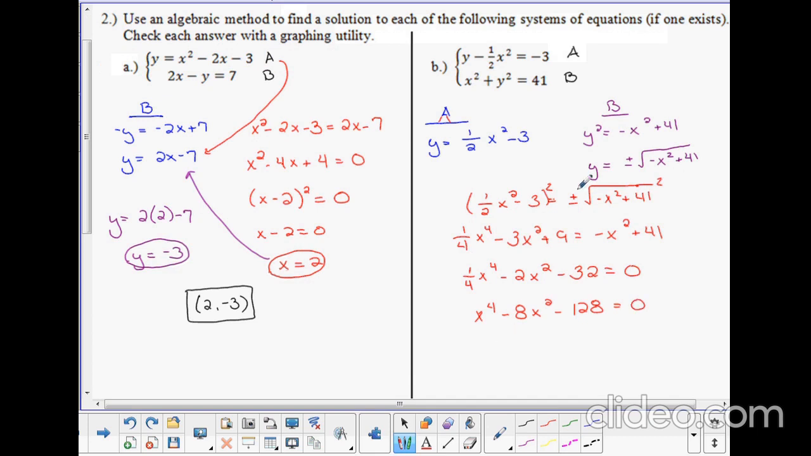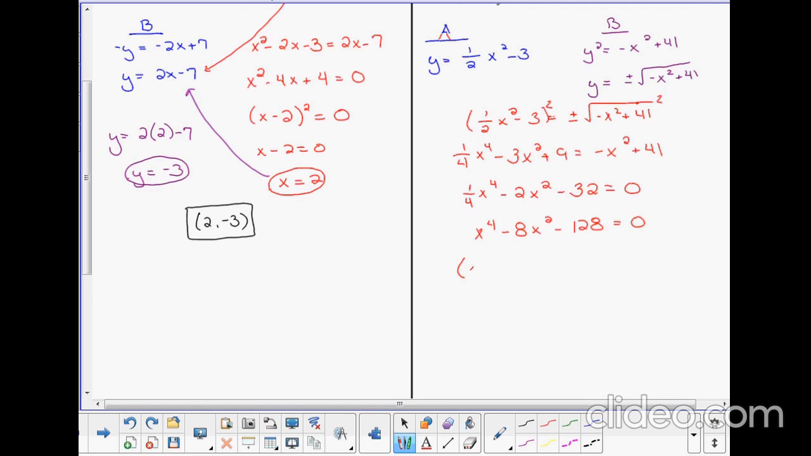Now, this is a quartic. Remember, quartics do factor like quadratics. So I could factor this into x squared and x squared.